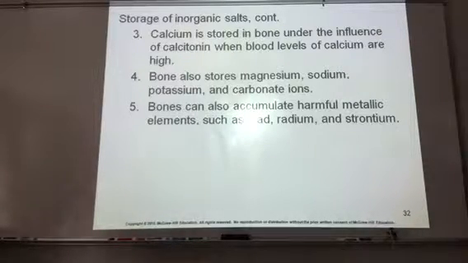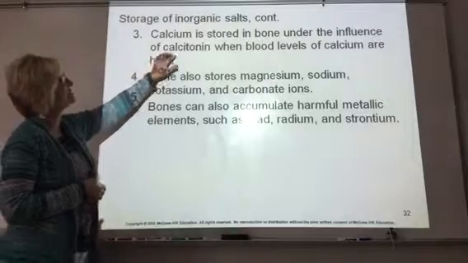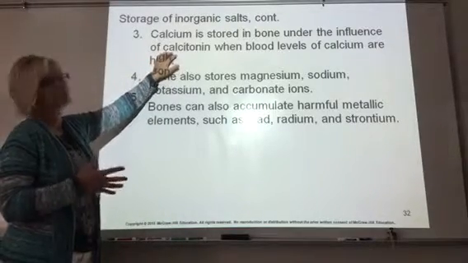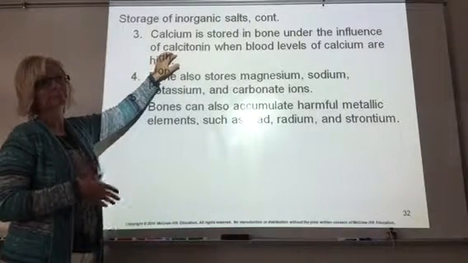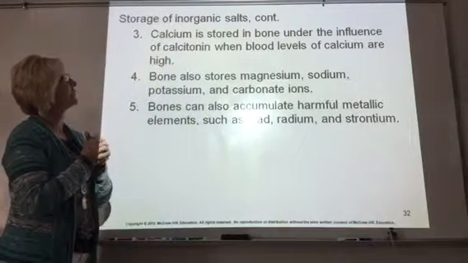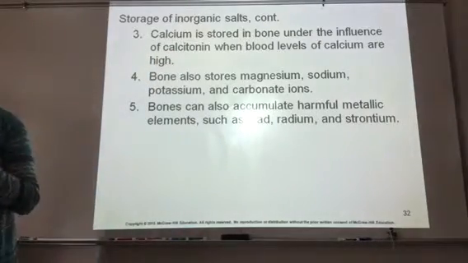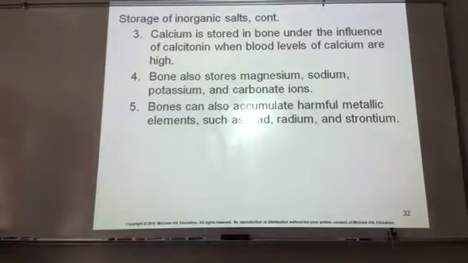And your parathyroid gland releases a hormone that basically regulates your calcium levels in your blood. Calcium is also stored under the level of calcitonin, which is used when blood levels of calcium are too high. So prior slide, we talked about if you have a low level of calcium, osteoclasts are going to break down bone so calcium can be released. The opposite, if you have too much calcium, calcitonin is going to store the calcium.